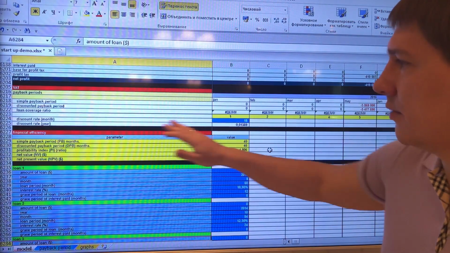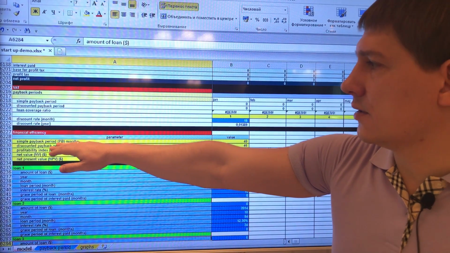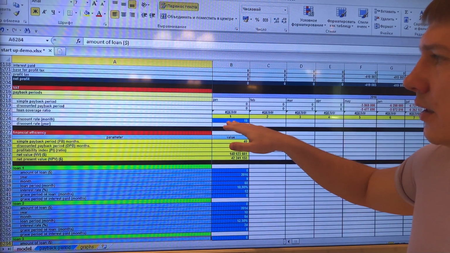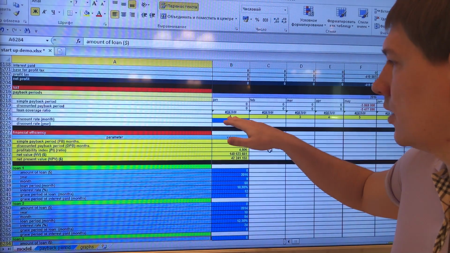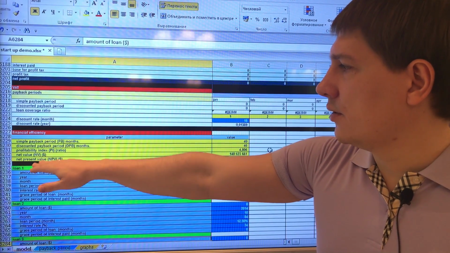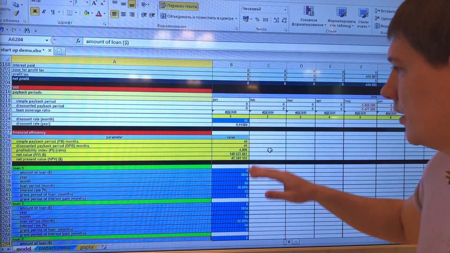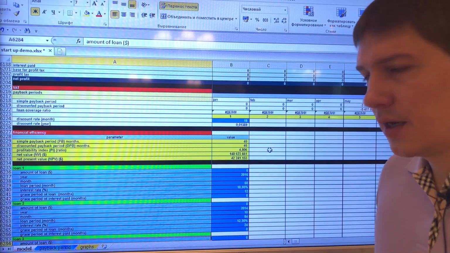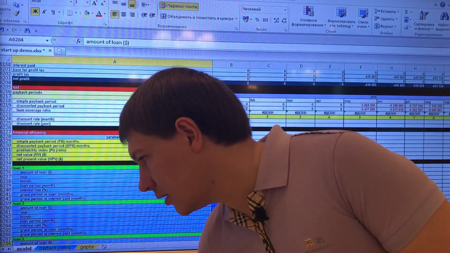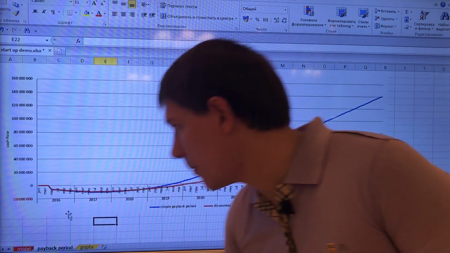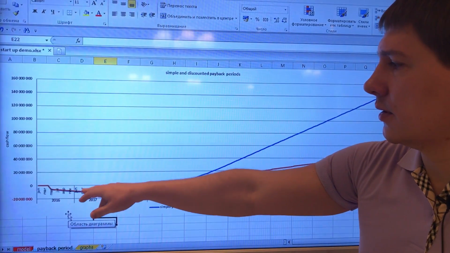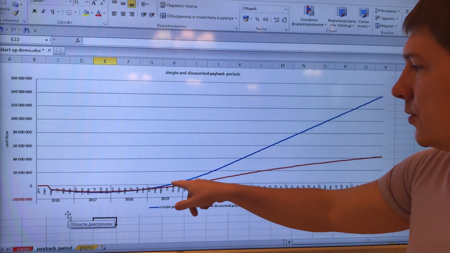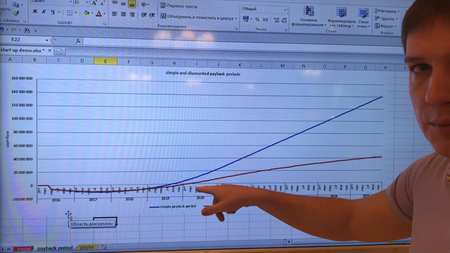In this table we have the financial efficiency. It is a simple payback period, discounted payback period. Here we put the discount rate, net present value, NPV, and here we have figures concerning this financial efficiency. And here we have the graph of simple and discounted payback period. Here we have simple payback period. Here we have discounted payback period.